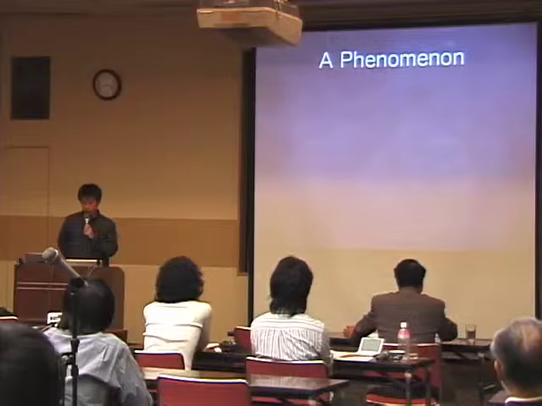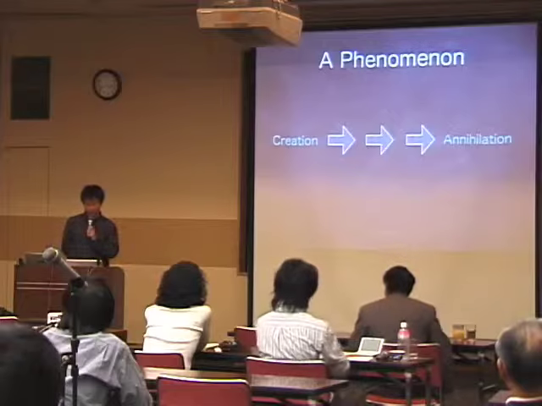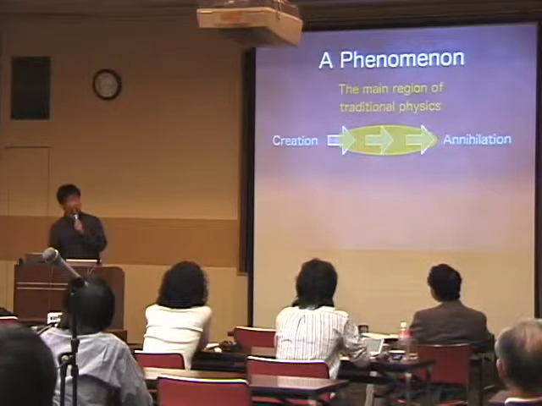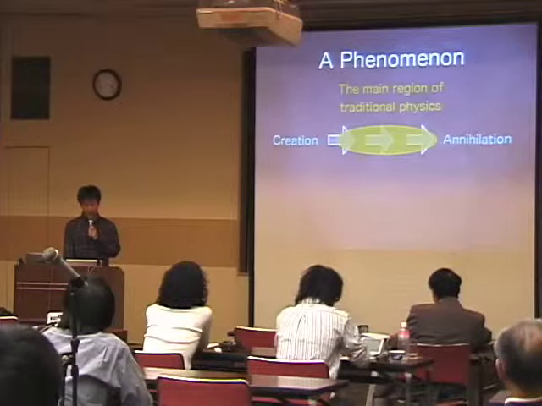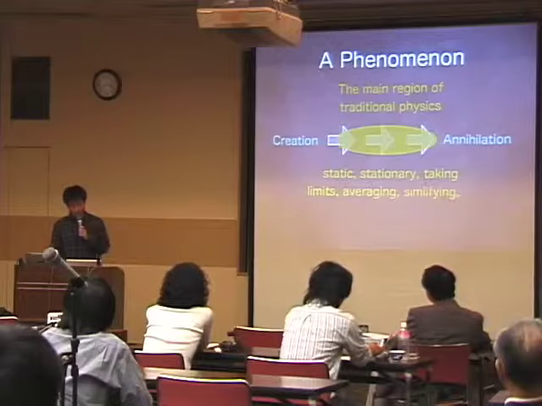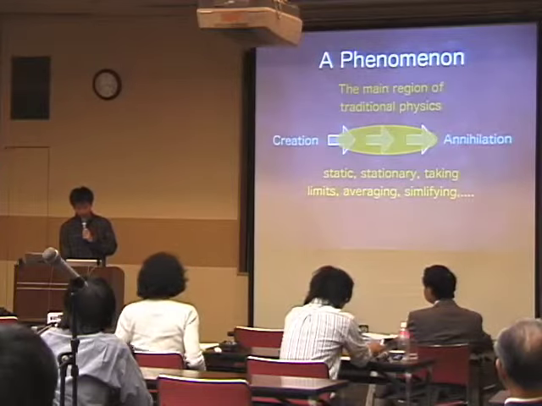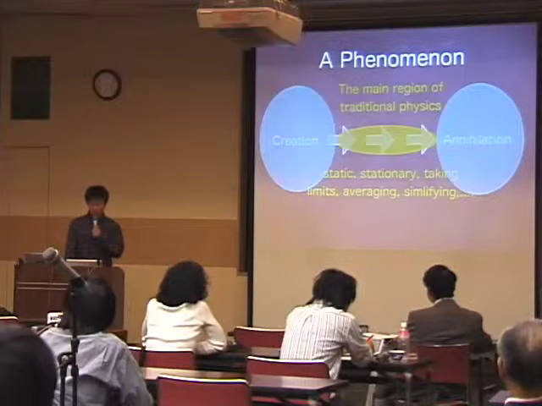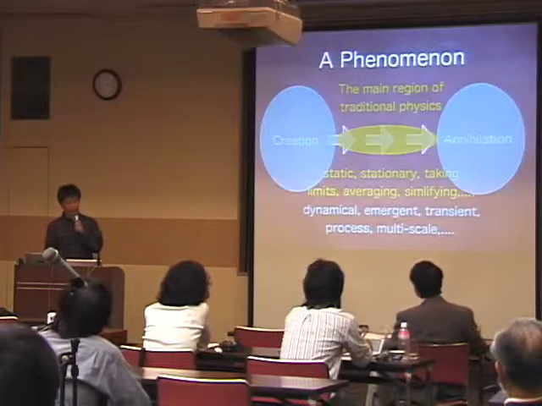Let's imagine one phenomenon. From a dynamic point of view, it should have a start and an end. However, the traditional approach of physics can only describe these static products with mathematical tools and operations or approximations, such as taking limits, averaging, and simplifying, and so on. In order to describe creation and annihilation processes, another approach must be introduced because they are essentially multi-scale, dynamic, emergent, transient phenomena.